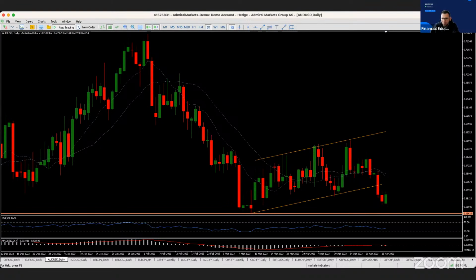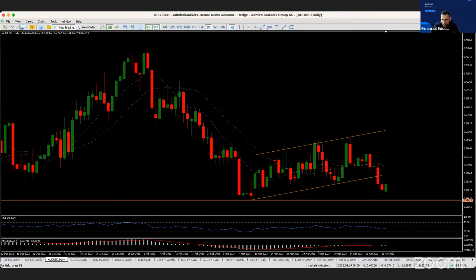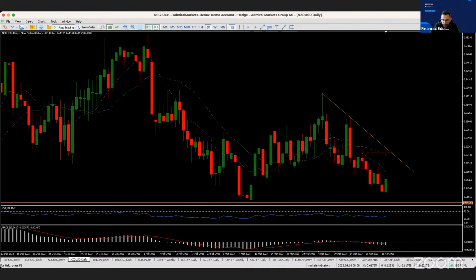The Australian dollar against the US dollar is really trying to come and retest this area of support. So it's still bearish due to the extreme weakness of the Australian dollar and not due to the strength of the US dollar. Kiwi US dollar, the market made lower highs and lower lows. We are still bearish on this one too. Today, earlier this morning, we had this bullish engulfing formation so far. However, it didn't complete yet.